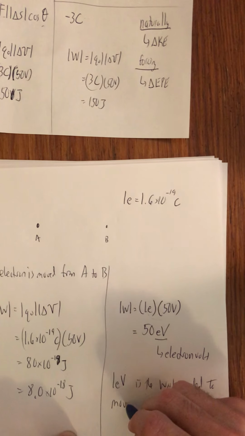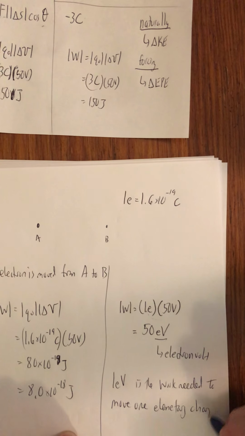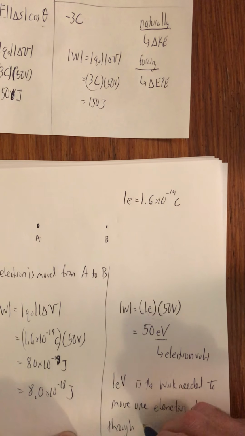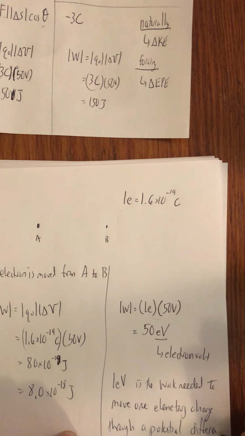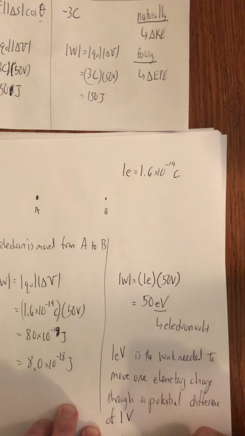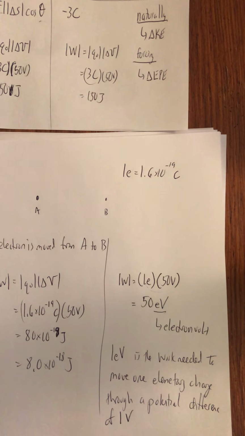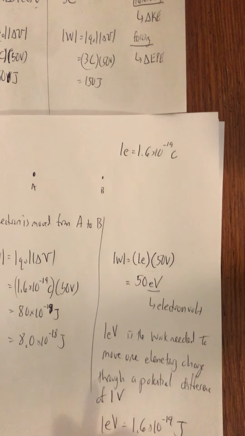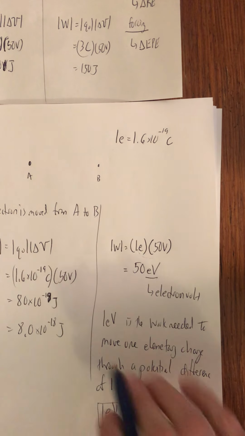An electron volt, or 1 eV, is the work needed to move one elementary charge through a potential difference of 1 volt. So that 1 eV is equal to 1.6 times 10 to the negative 19th joules. It's just a smaller unit of energy that is oftentimes more convenient to use for the scale of the measurements that we're doing here. So it is a unit of energy. All right, cool. So with that out of the way, we can now go back to the next thing.